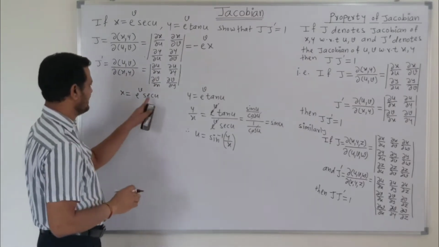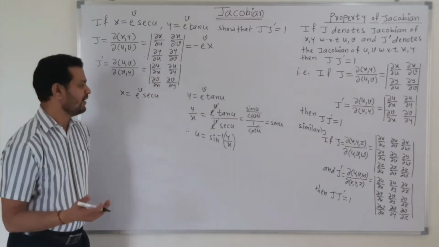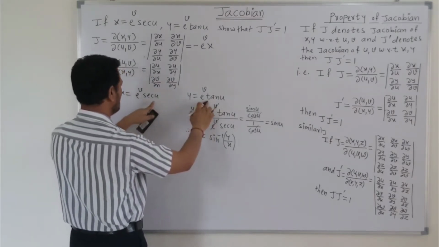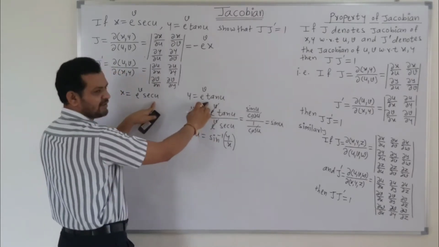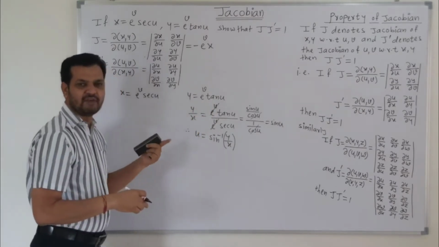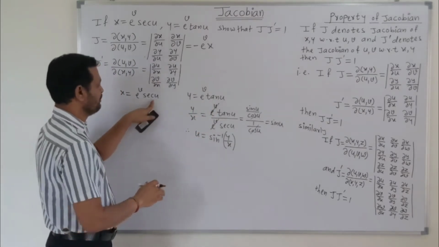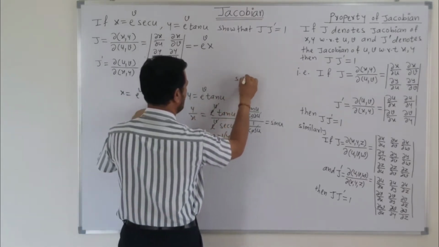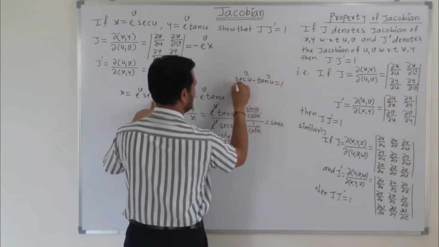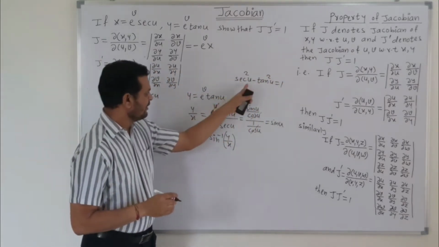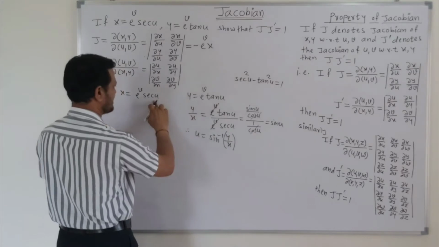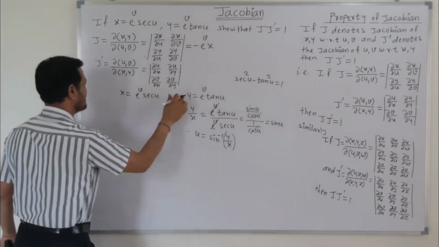Similarly, we now calculate the value of v from these equations. Here we already have the value of u. Now to calculate the value of v, we try to remove u. So we know the concept: sec square u minus tan square u is equal to 1. According to this property, to get sec square and tan square, make the square of these two terms.